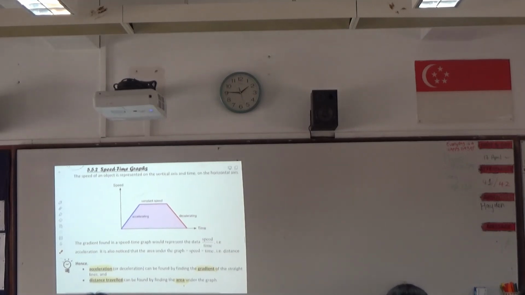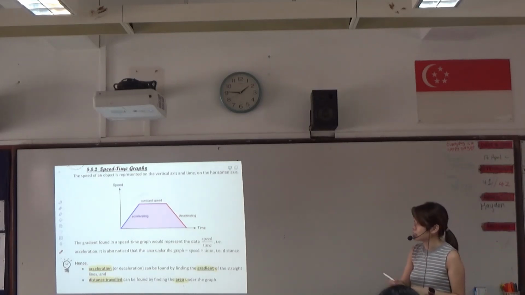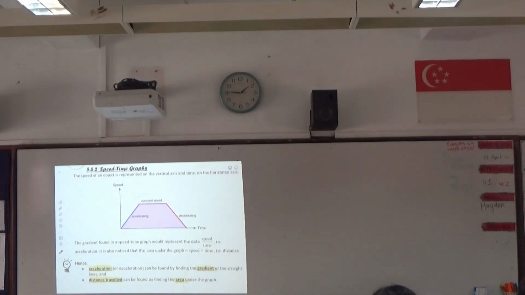Alright, so we are looking at speed time graphs. In the last lesson we already covered part of speed time graphs. We understand that the gradient gives us acceleration and the area under the graph gives us our distance. It's like the velocity time graph. Yes, speed time graph and velocity time graph are the same concept.